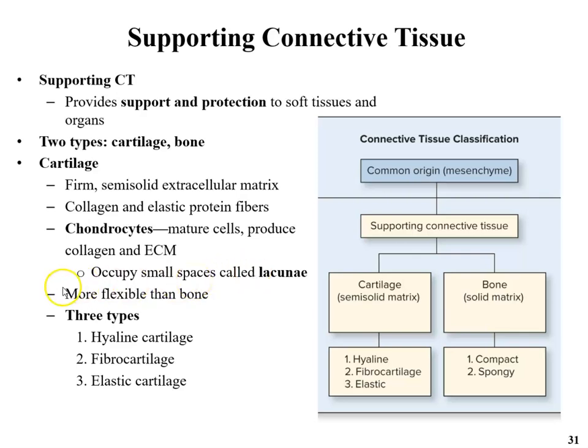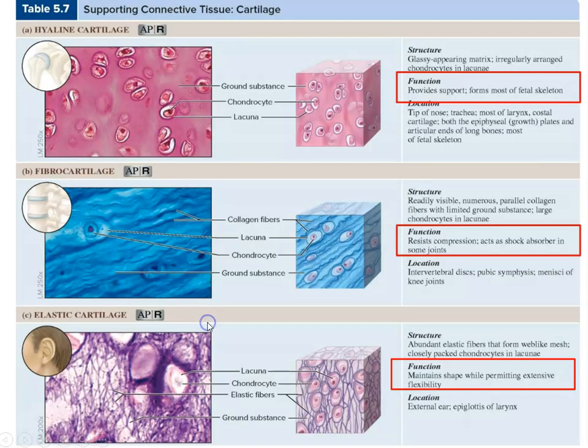Cartilage is more flexible than bone, and there are three types to be familiar with: hyaline cartilage, fibrocartilage, and elastic cartilage. So here we have hyaline cartilage. You can see the chondrocytes here, and they take up a little area called a lacuna. This area surrounding the chondrocyte. And hyaline cartilage provides support and forms most of the fetal skeleton.